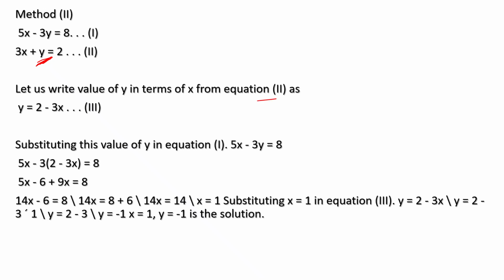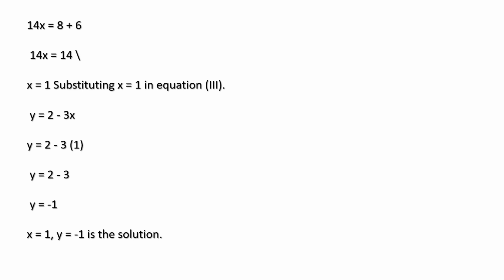So from equation 2, I find out the variable y's value, which is 2 minus 3x, and I'll substitute this value in equation 1. So what I'll get is 5x minus 3 into (2 minus 3x) is equal to 8. After solving this, I'll get the answer as x equal to 1 and y equal to minus 1. In both the cases, the solution is 1 comma minus 1. That is, the solution will remain the same. It is just the method that is changed.